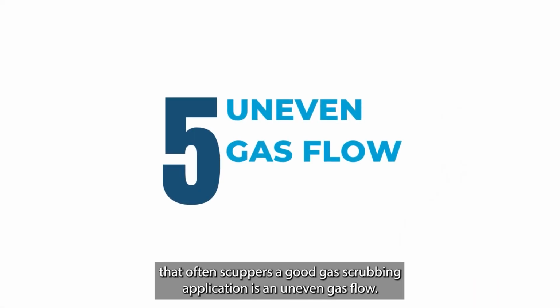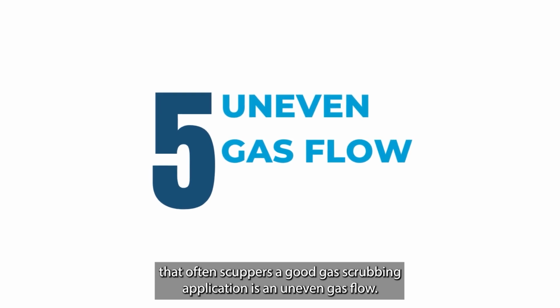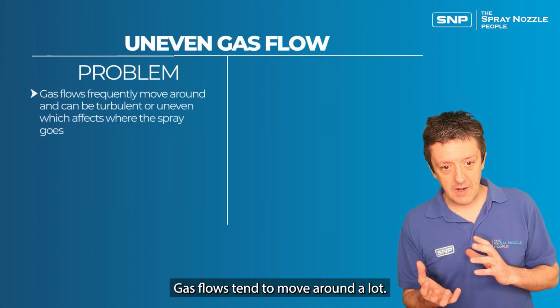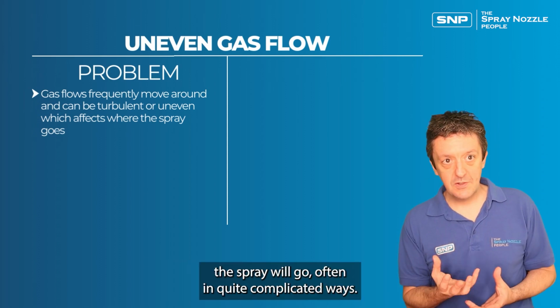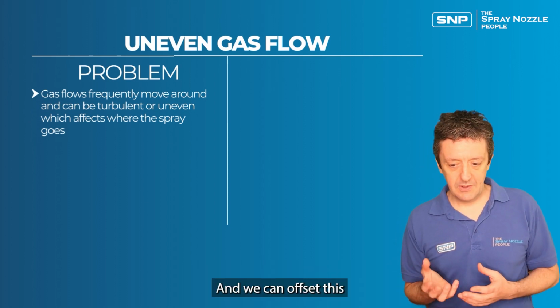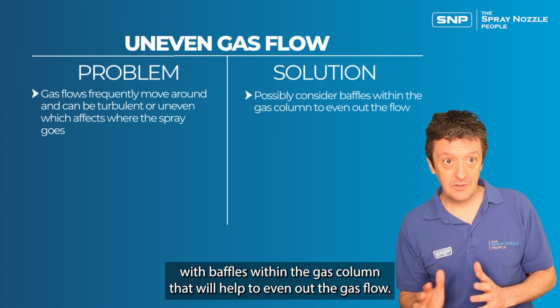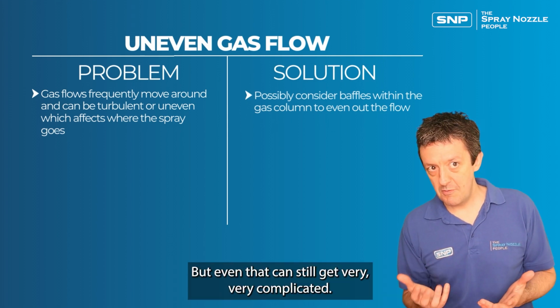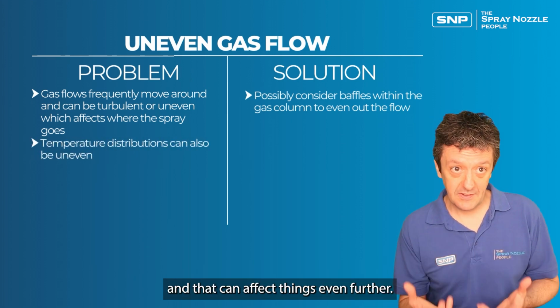Fifth problem that often scuppers a good gas scrubbing application is an uneven gas flow. Gas flows tend to move around a lot. They may not be even, they may be turbulent, and this can affect where the spray will go, often in quite complicated ways. And we can offset this with baffles within the gas column that will help to even out the gas flow. But even that can still get very, very complicated. We might have uneven temperature distributions in there, so that can affect things even further.